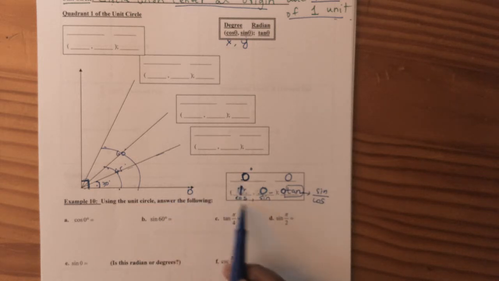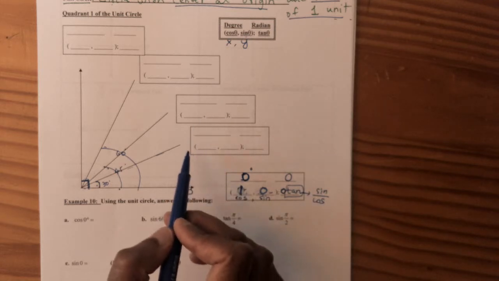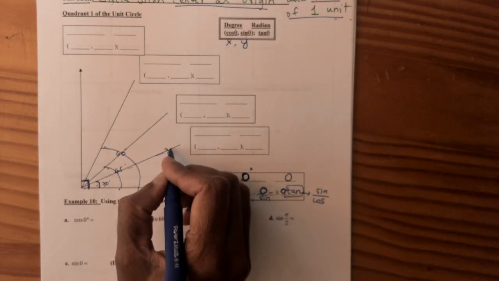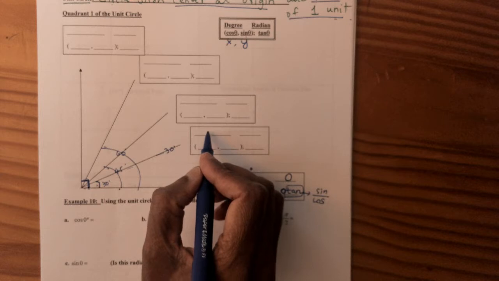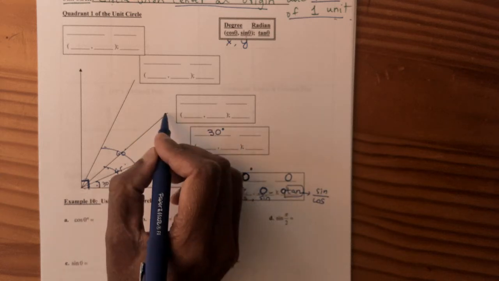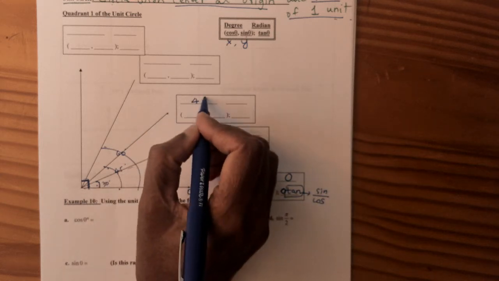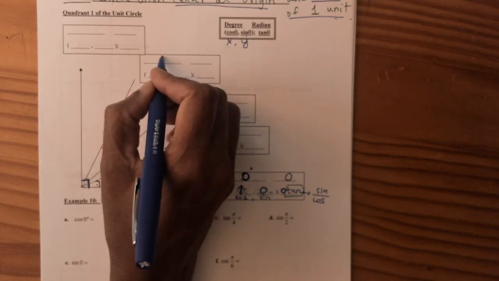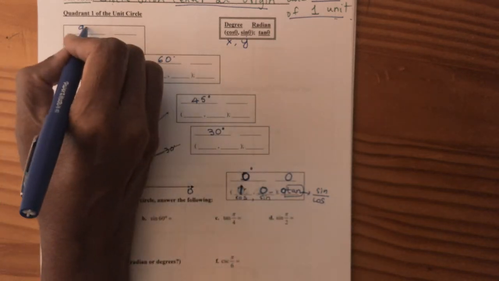And we are going to fill up the same pattern for my 30 degrees. So this is my 30 degrees. This particular line is my 45 degrees. This particular line is my 60 degrees. And this is my 90 degrees.